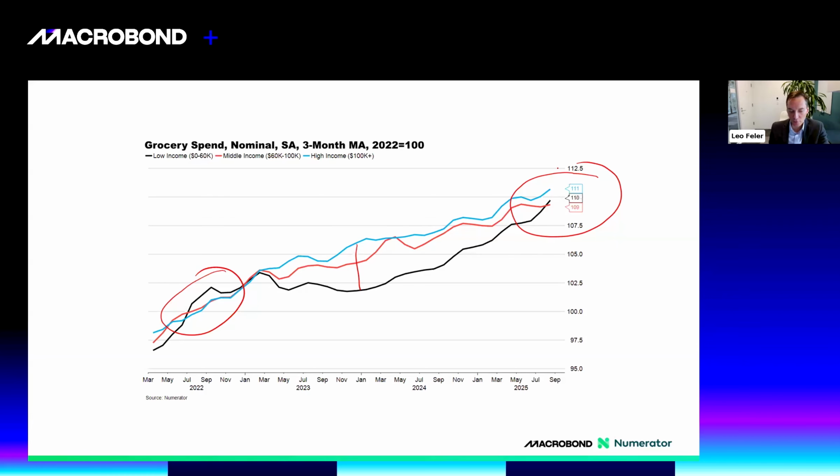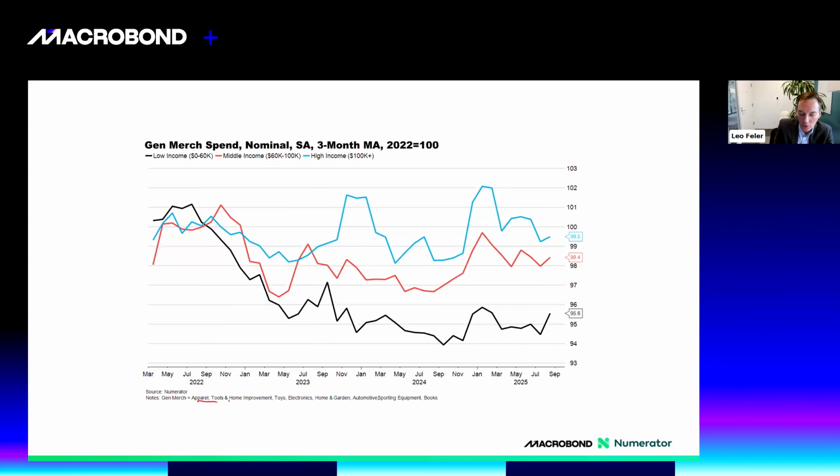Let's look at gen merch spend. And that's going to include things like apparel, tools and home improvement, toys, electronics, home garden, automotive, sporting equipment, books. This is where the inequality comes in. This is where high-income consumers in blue have basically held steady in terms of the gen merch spend that they're buying. Lower-income consumers are the ones that have cut back from their 2022 levels of gen merch spend, right? So the inequality is coming in from lower income consumers really cutting back on their general merchandise spend.